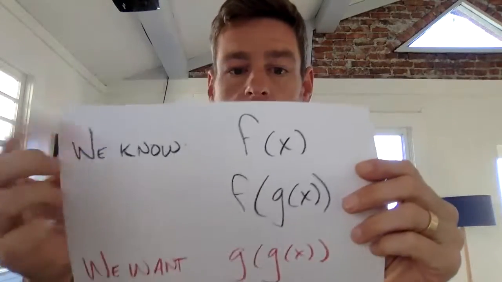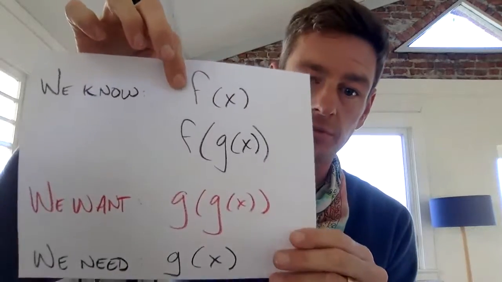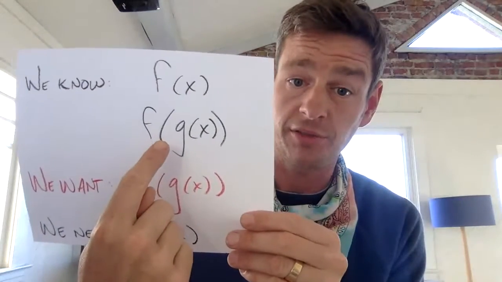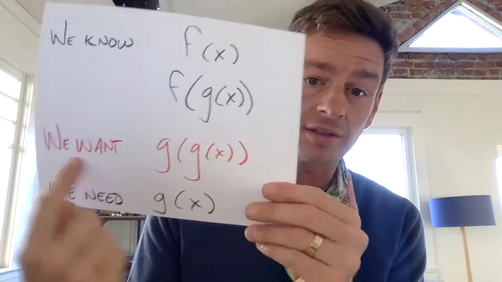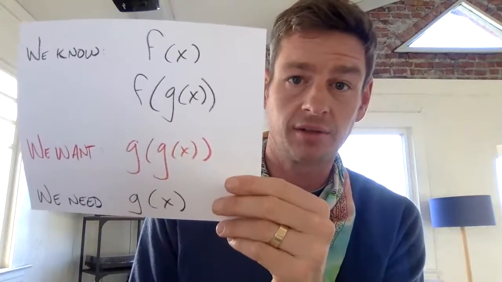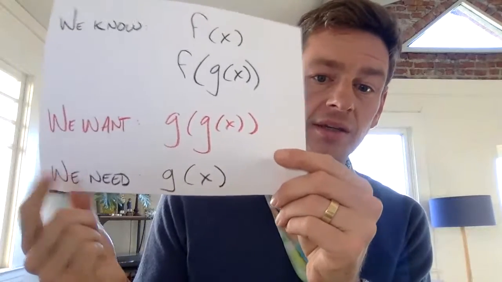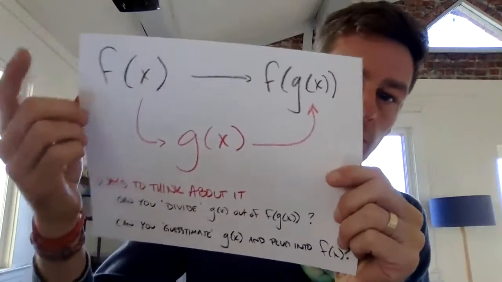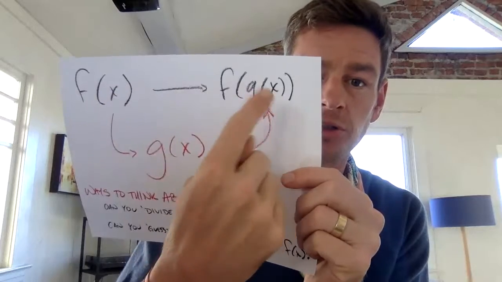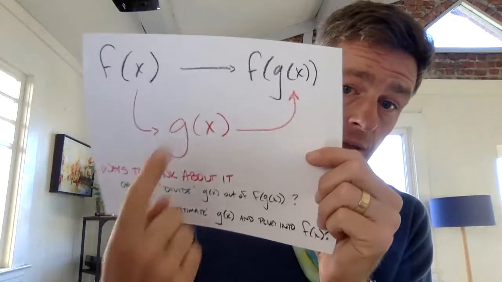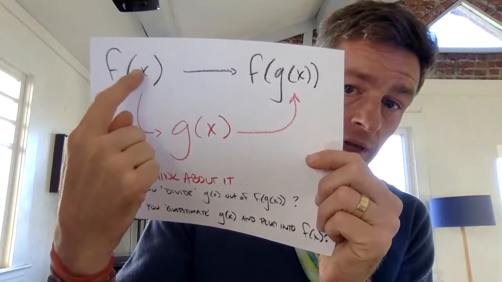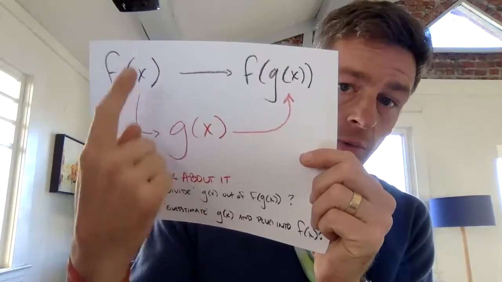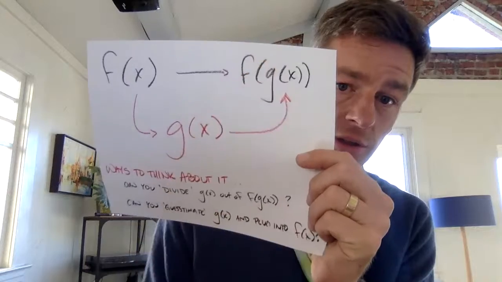And now thinking about the problem, we know what f of x equals. We also know what f of g of x equals. What we want is g of x. So the only way we can get that is to solve for g of x. If I wrote that down a different way, we know f of x, and we know that it turns into f of g of x. What we have to figure out is what we plug into f of x, that g of x value, that makes it turn into this.